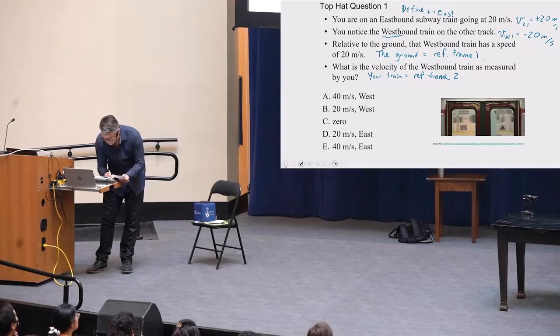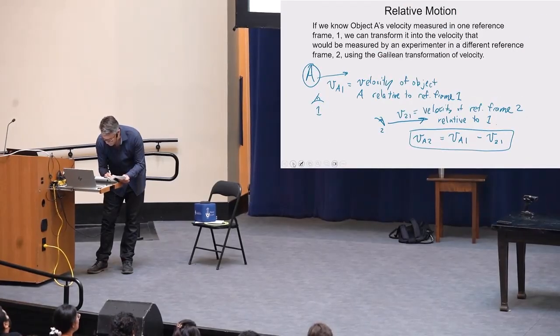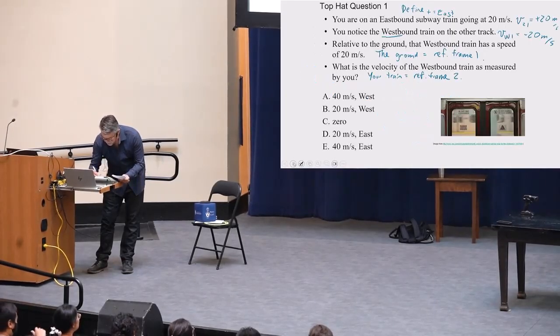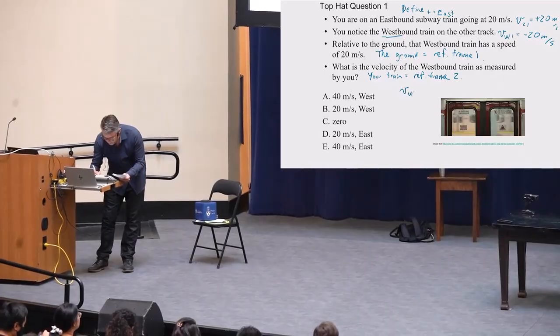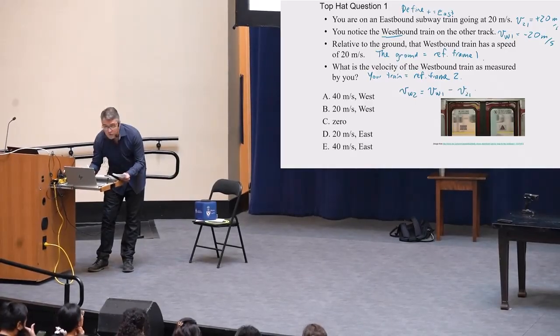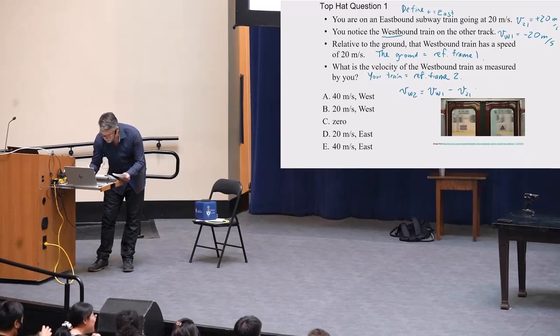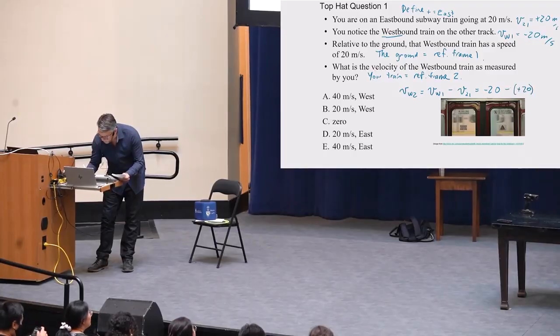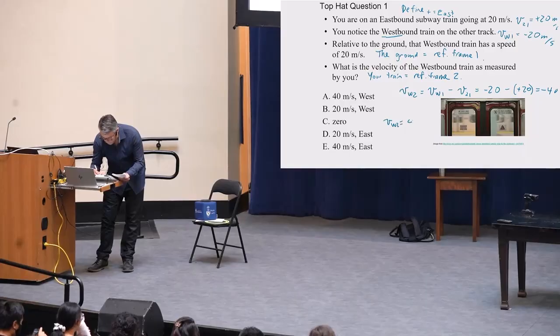So the equation on the last slide, I've got now W's instead. The velocity of the westbound train relative to U is going to be the velocity of the westbound train relative to 1 minus the velocity of the reference frame 2 relative to the ground. So you'd say it's minus 20, and then minus plus 20, and I get minus 40. So what this means is that VW2 is equal to 40 meters per second, west.